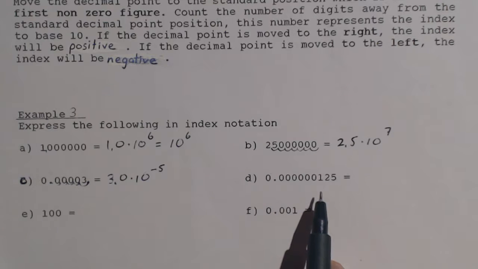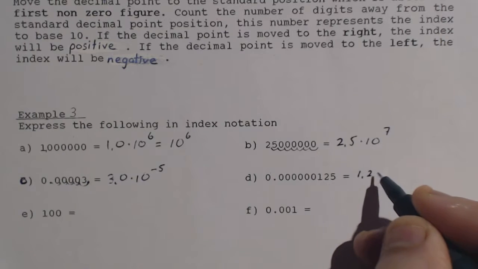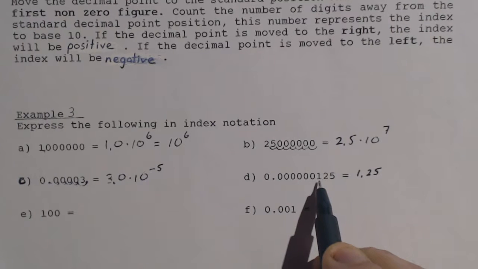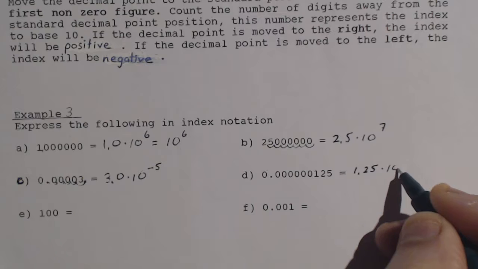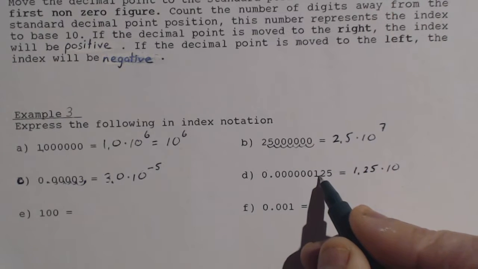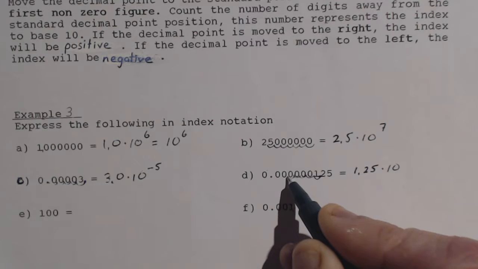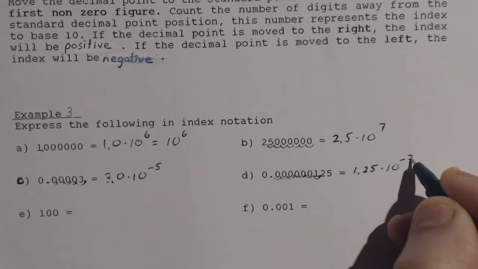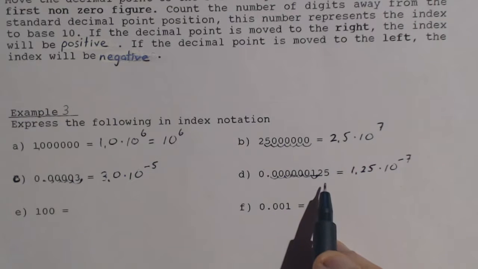Here part D, we have 1.25. So the first non-zero digit is 1 there. So there's the decimal point. So times 10. Now again, let's count. We count to the left now. 1, 2, 3, 4, 5, 6, 7. So times 10 to the negative 7. Again, negative because we had to move to the left. And also, as you can see, this is a very small number.